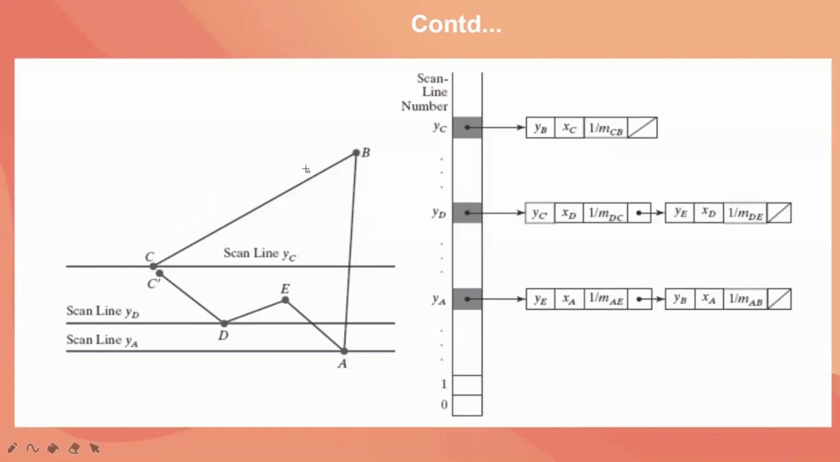So this is one more example. The varieties of examples and diagrams I have shown, you can calculate the edge table for each of the diagrams. So now let's consider I have one polygon which has been given in the question paper. In your question paper, to find out the edge table, they may give you the diagram.